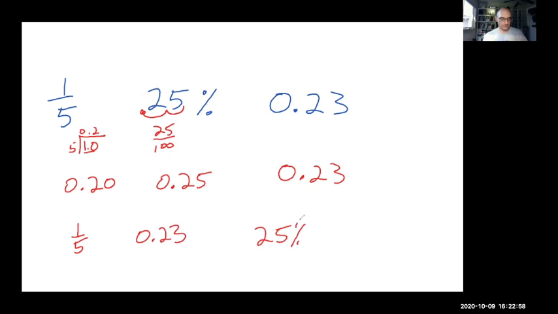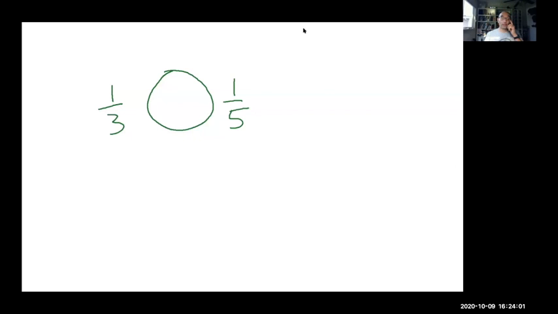Got it? Great. All right, so one of the things you need to be able to do is to compare fractions. So what's bigger, 1/3 or 1/5? Sometimes you can draw little pictures or imagine slices of pizza, and you can do it that way. So for this one, let's see.